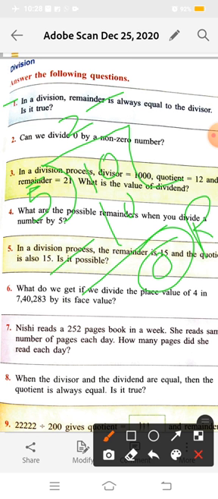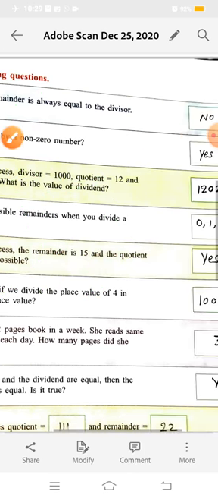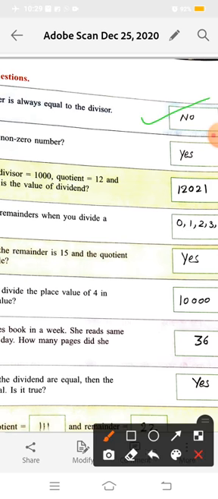Okay, so here is the question in your first number: in a division, remainder is always equal to the divisor. Is it true or not? We have 0 remainder, so is it equal to the divisor? Divisor is 5 and remainder is 0. So is it equal or not? No, it is not equal. So write here no. Okay, write here no. Our answer is no.